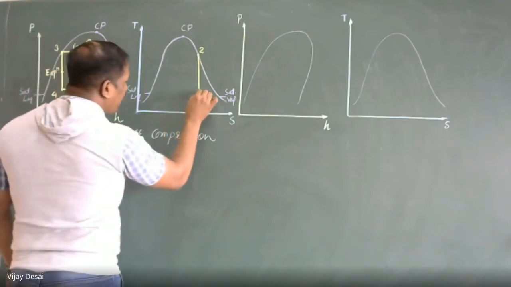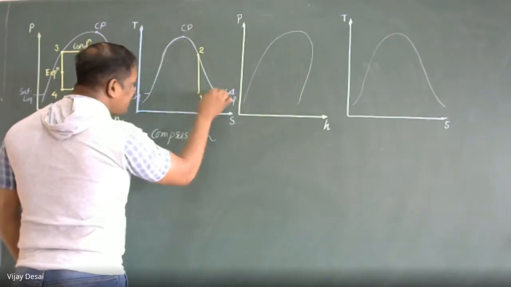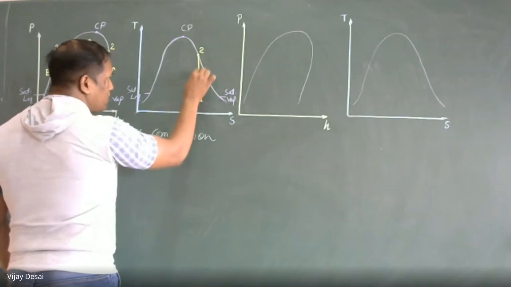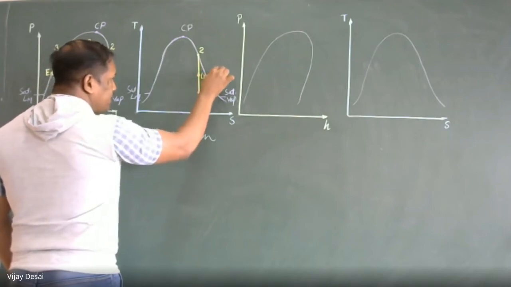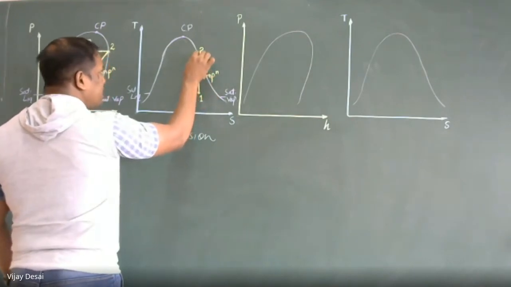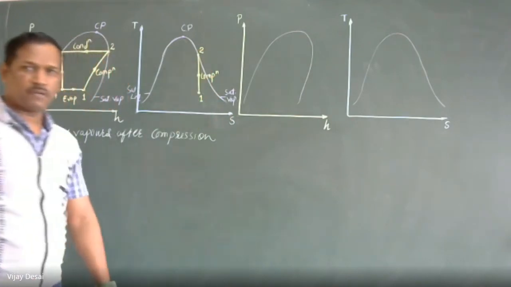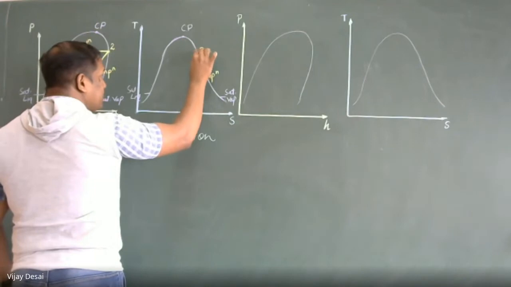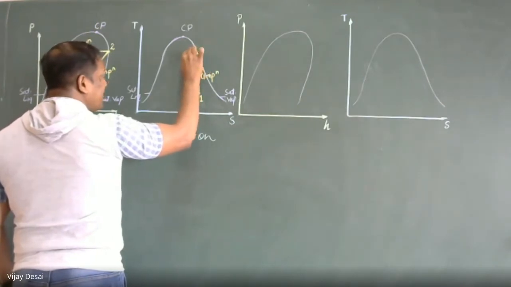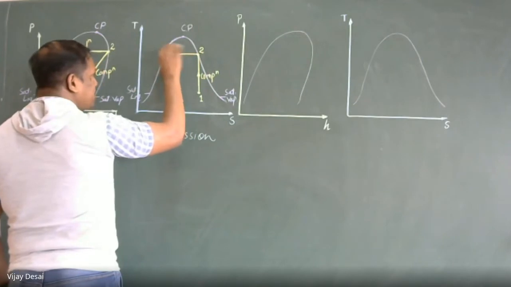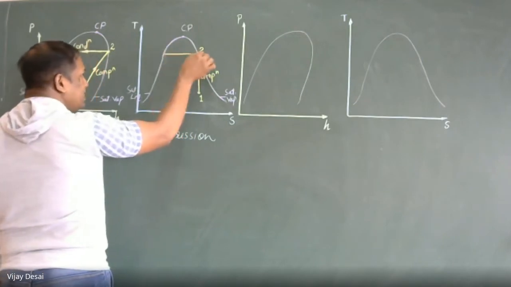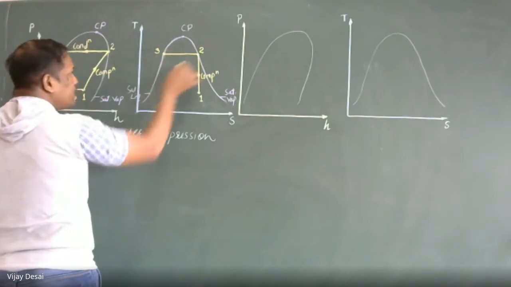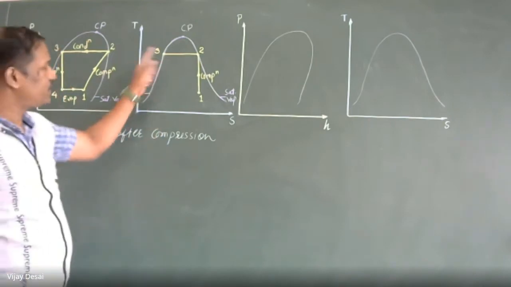So our point 1 lies in the wet region. This is our entry point of the compressor, and it is adiabatically compressed and reaches dry saturated vapor. Then it enters the condenser, where temperature remains the same. We are just removing latent heat. So temperature remains the same, but its phase changes continuously, and at the end of the condenser, it becomes dry saturated liquid. So our point 3 lies on this dry saturated liquid curve.